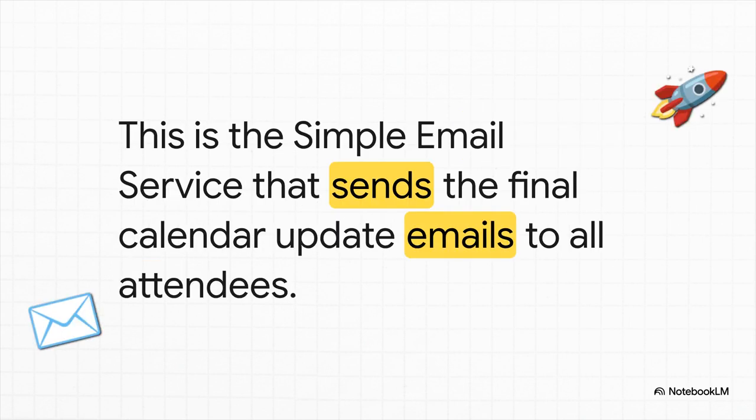Then we have Amazon SES, or Simple Email Service. This is our dedicated messenger. Once Lambda has built the perfect calendar update, it hands it off to SES, whose only job is to get that email delivered reliably to every single person's inbox.